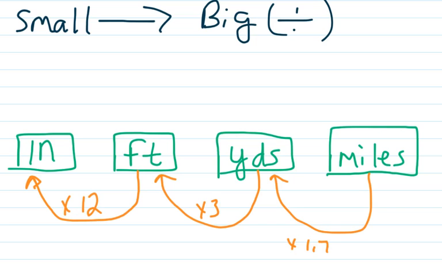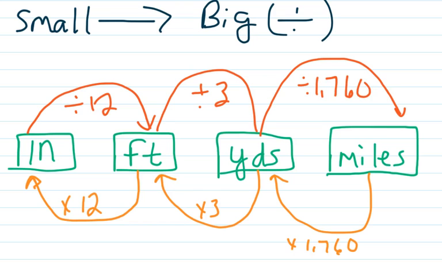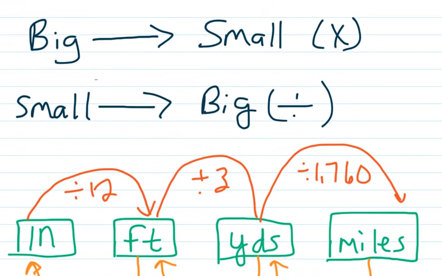times 1,760. Now, on the flip-flop, small to big, inches are smaller than feet. So small to big, you divide by 12. Feet to yards, small to big, you divide by 3. And then yards to miles, small to big, you divide by 1,760. So big to small, multiply. Small to big, you divide.